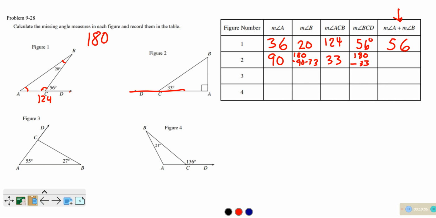Go ahead and pause the video now. Complete figure 2, figure 3, and figure 4. Take your time to practice this skill.